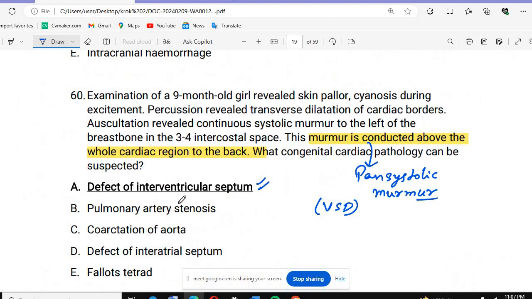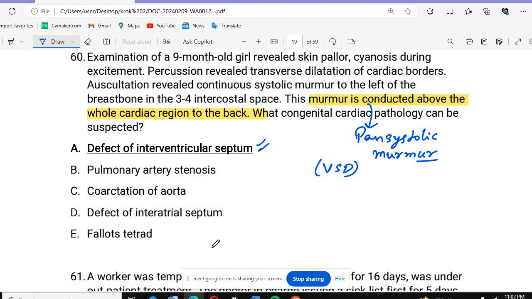That's why you need to remember, if you are having the transverse dilation of the cardiac borders, there is a continuous systolic murmur to the left of the breast bones, and if the murmur is there on the whole cardiac region, then that condition becomes a pan-systolic murmur. And why the pan-systolic murmur? That is seen in case of VSD, and that will become due to defect of interventricular septum.